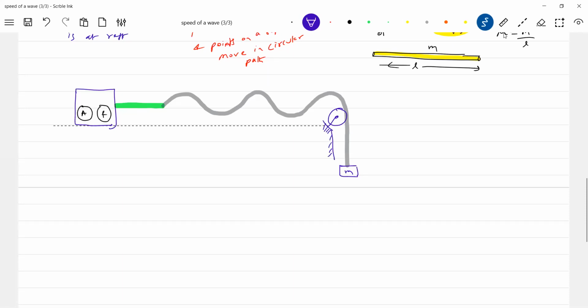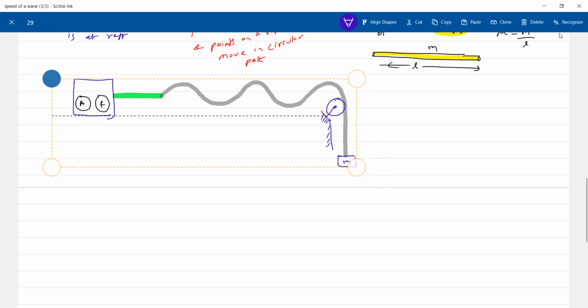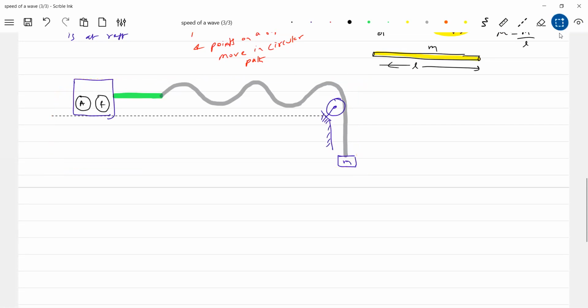Okay, what is the use of this weight suspended? Next one. Why are we suspending that block? Definitely we can ask questions.